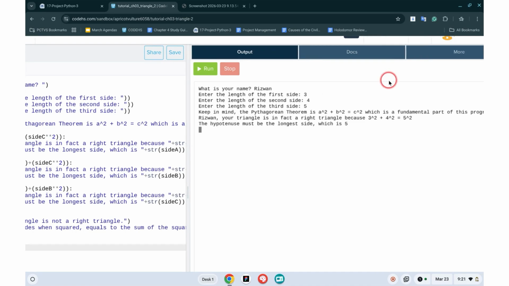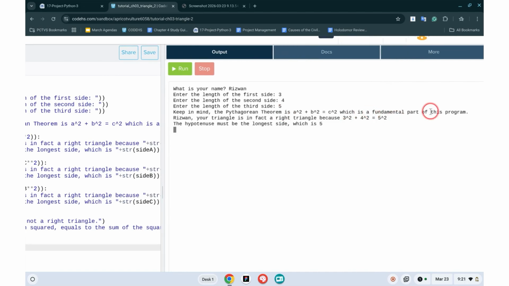So it says, keep in mind the Pythagorean theorem is a squared plus b squared equals c squared, and your triangle is in fact a right triangle because 3 squared plus 4 squared equals 5 squared, which is 16 plus 9 equals 25, and that's true. And then it says the hypotenuse must be the longest side, which is 5.